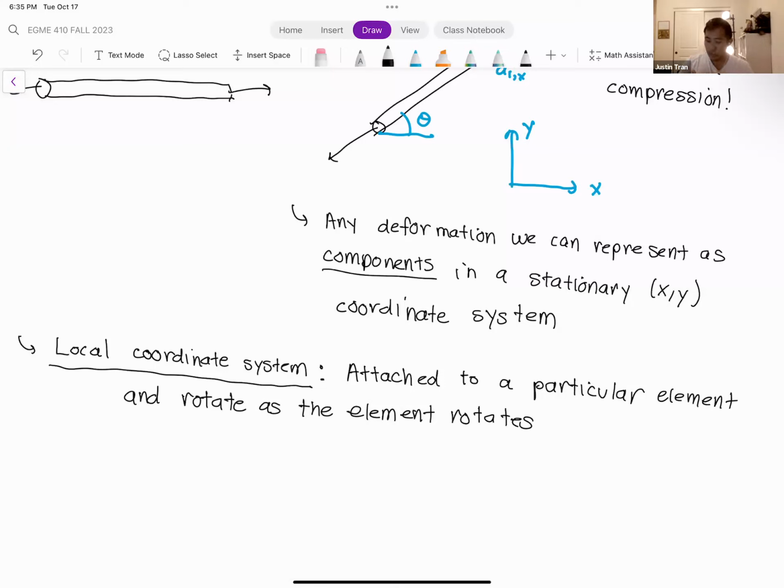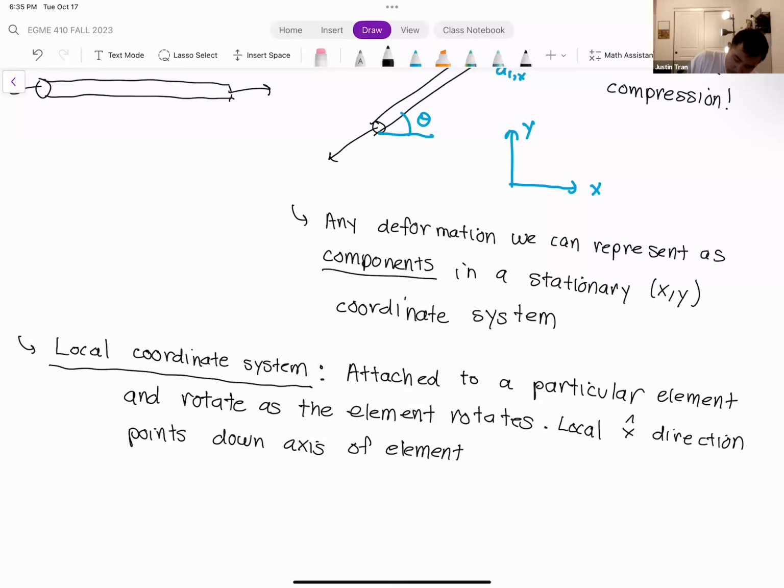Okay. And so this is important because in the local coordinate system, the local x direction always points down the axis of your truss element. Okay. So that's the local coordinate system.